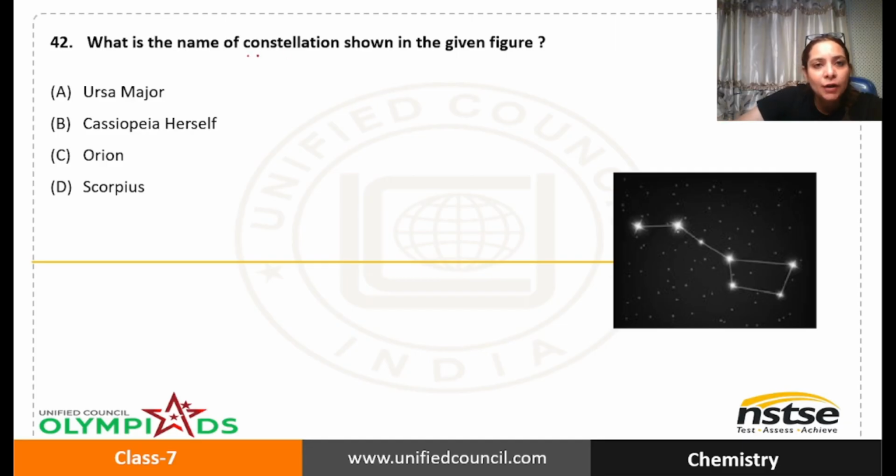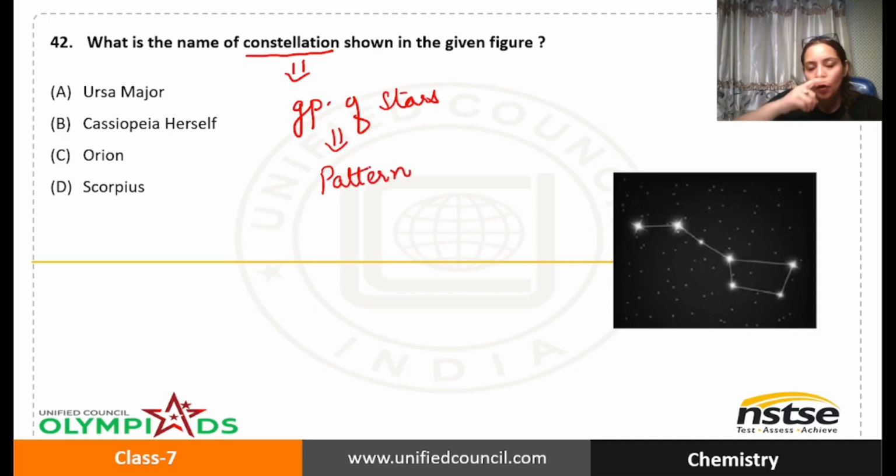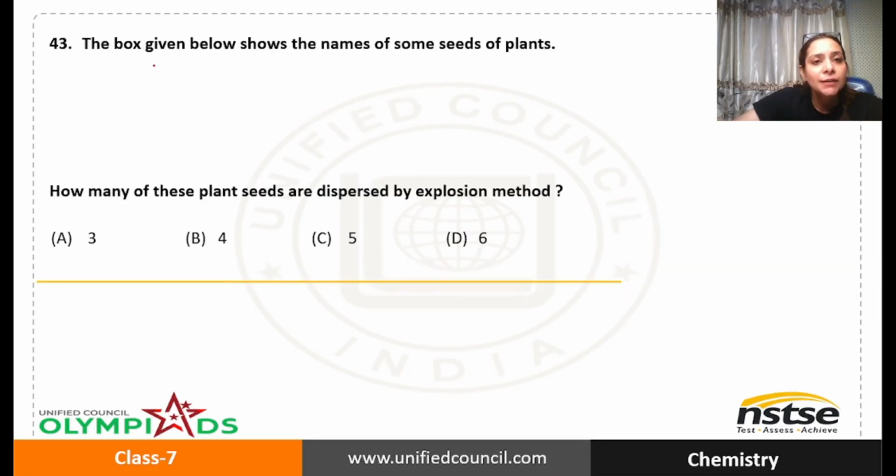Now let me tell you, constellation means a group of stars, and they are arranged in such a way that they form a certain pattern, which resembles something. So we have a lot of constellations like Ursa Major, Cassiopeia, Orion, Scorpius, so many. The figure you can see here indicates Ursa Major. So this is how Ursa Major is shown. So which answer is correct? Option A.